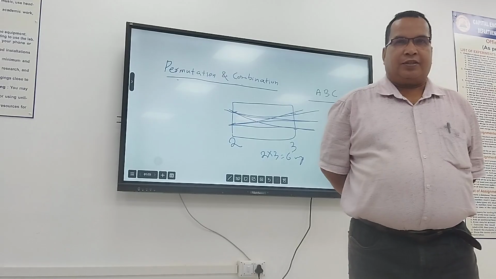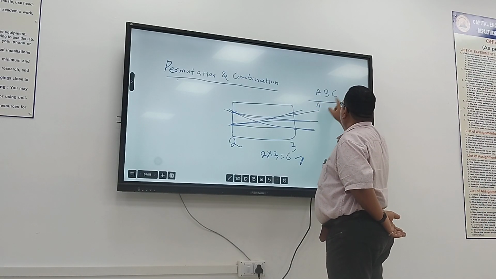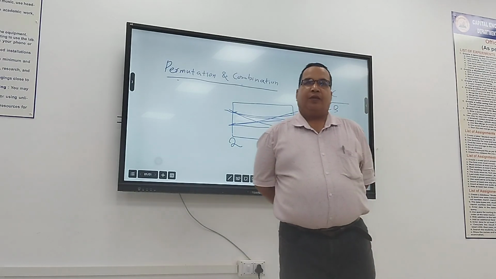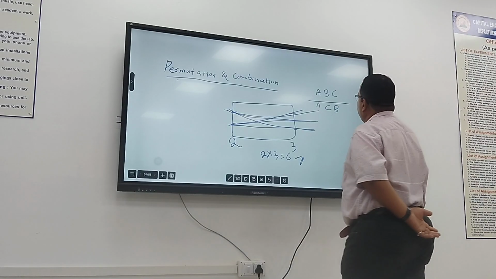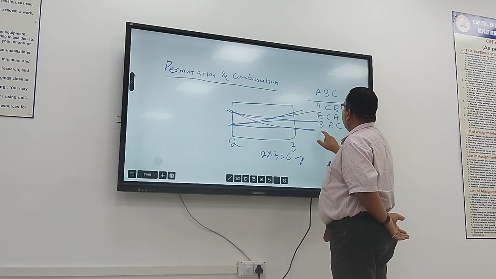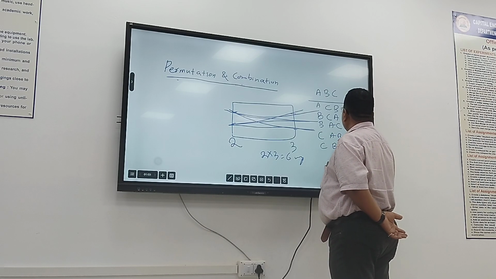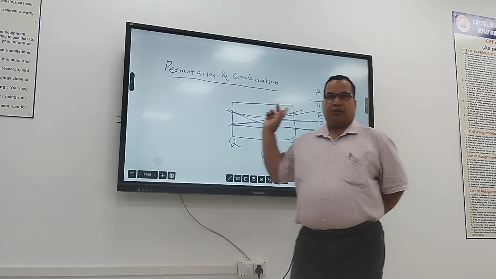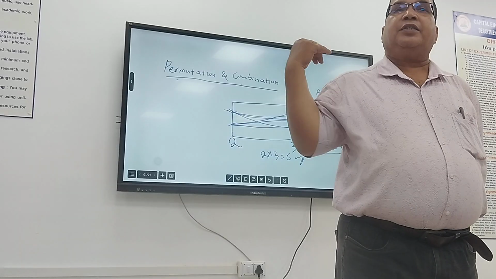A, B, C is one choice. Another choice is A, you alter them, C and B. This is another way. So the first way is A, B, C. The second way is A, C, B. The third way, you start from B: B, C, A, then B, A, C. Then you start from C: C, A, B, and C, B, A. So there are 6 ways. If we want to arrange 3 persons in a line, there are 6 ways.